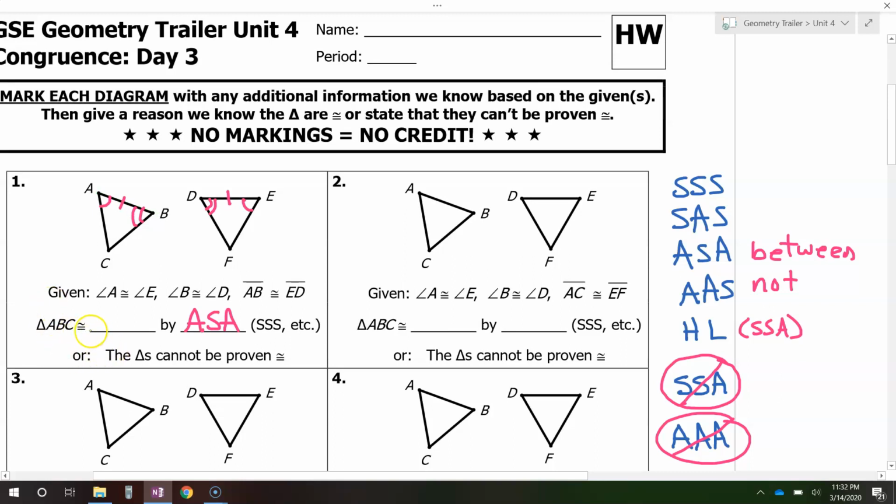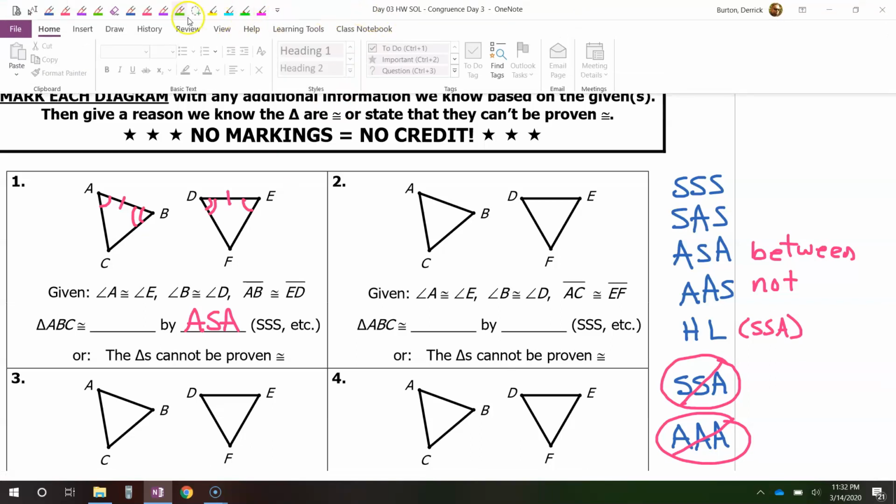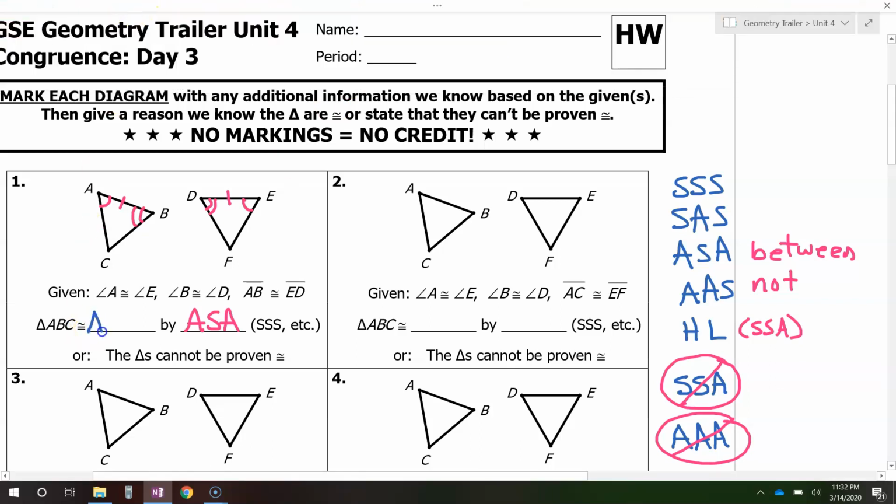Okay, now we need to make the congruence statement. So triangle ABC is congruent to triangle, and we need to match up the corresponding parts. So first we have angle A, and that corresponds to angle E. So we will start with angle E. Next we have angle B, but that corresponds with angle D, so angle D will come next. Last is angle C, which corresponds with angle F.